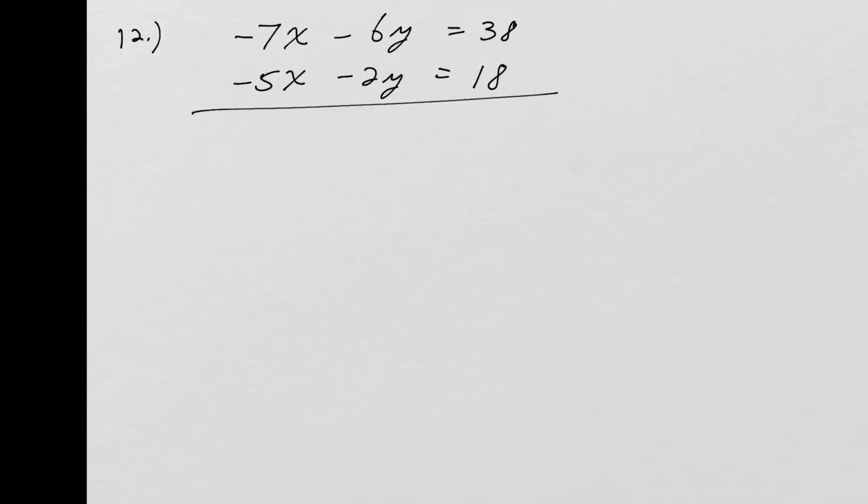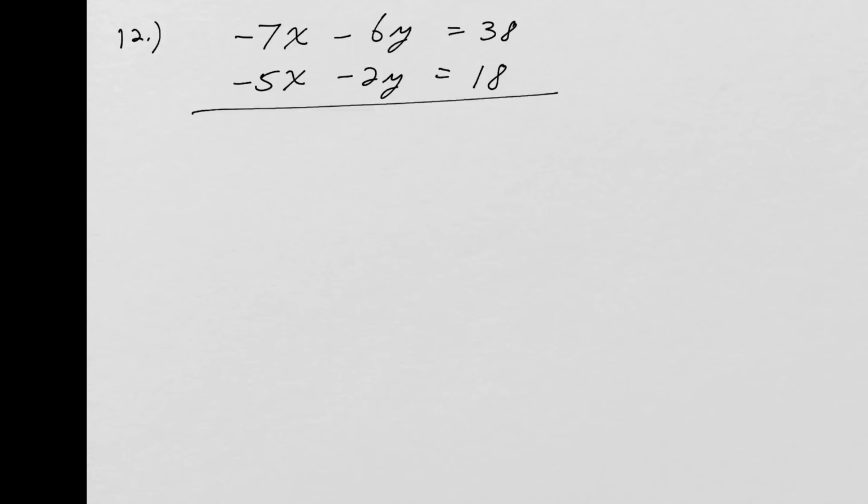We could eliminate the x's, but that's more complicated because remember you want your coefficients to be equal but opposite in sign so that you can get rid of them. And since I have a negative 7 and a negative 5, I probably want one of them to be a negative 35 and the other to be a positive 35. But that means multiplying both equations by a particular value to make them negative 35 and positive 35. Probably it's just easier to eliminate the y's, right? Because here I have a negative 6 and a negative 2.